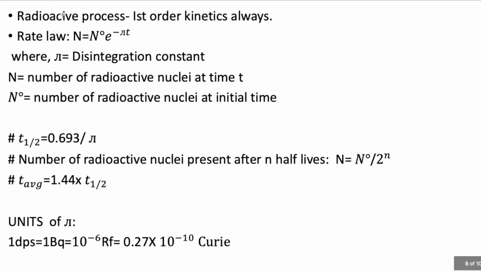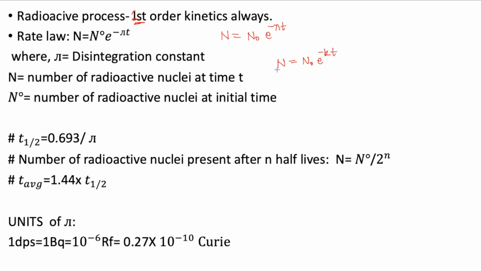Next, let's talk about some nuclear reactions. Radioactive processes are always of first order. They follow first order kinetics, and the rate law for them is given by N = N₀ e^(-λt). You can also write it, just like for a first order reaction, as N = N₀ e^(-kt).